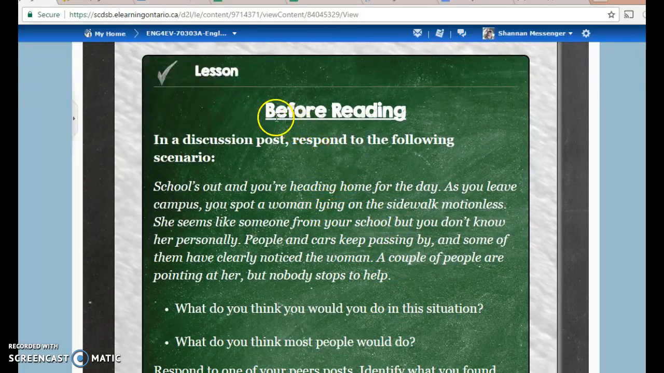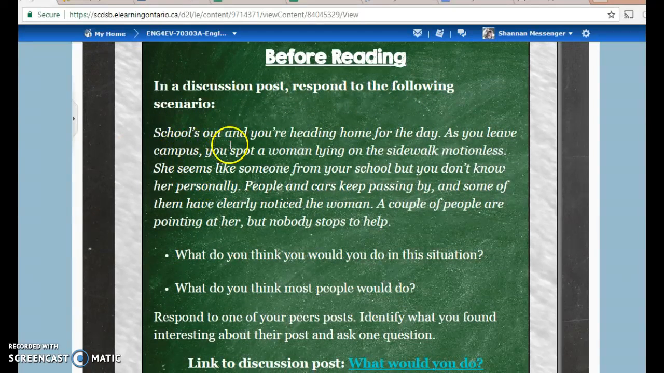Lesson. Before reading. In a discussion post, respond to the following scenario. School is out and you're heading home for the day. As you leave campus, you spot a woman lying on the sidewalk motionless. She seems like someone from your school, but you don't know her personally. People and cars keep passing by, and some of them have clearly noticed the woman. A couple of people are pointing at her, but nobody stops to help.